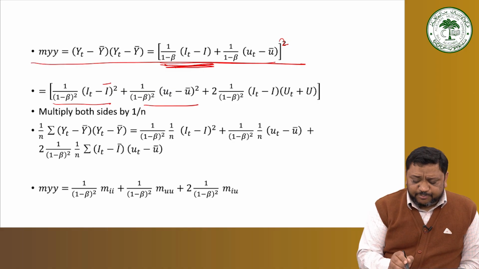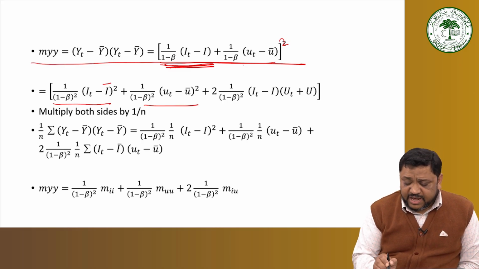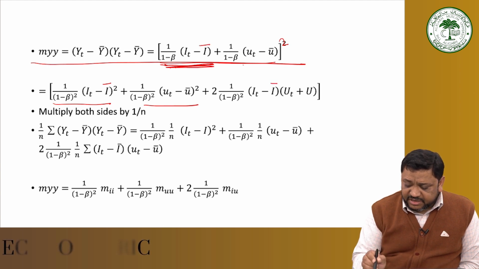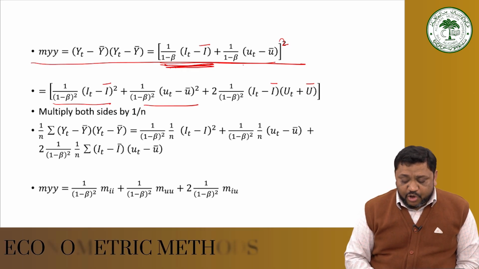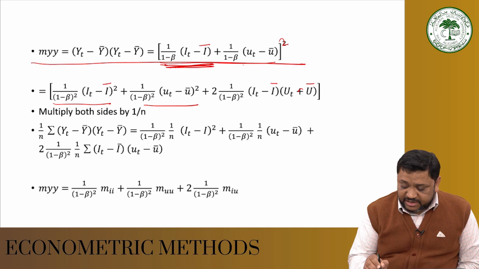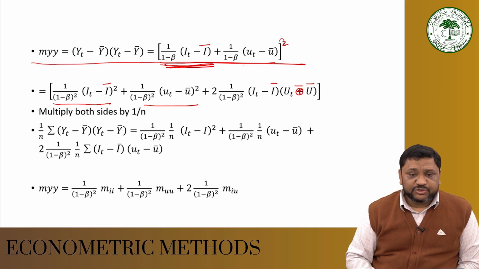And now there is one step we have consumed: there is a 1 upon beta and 1 upon beta, we are combining, so we are writing it 1 upon 1 minus beta square, and it is it minus I bar, it is ut minus u bar. Please note these corrections. So 1 upon 1 minus beta square (it minus I bar)(ut minus u bar), again another correction, the minus sign should be there, ut minus u bar.